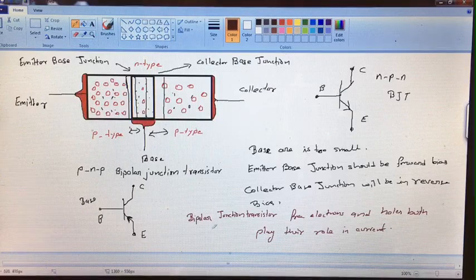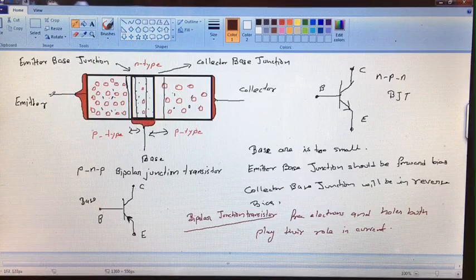So it is known as bipolar junction transistor. If only holes or only majority charge carriers are playing their role, in that case the device is known as unipolar. Here there are two types of charge carriers: from here holes and from here electrons. Both are participating in the flow of current. That's why it is known as bipolar junction transistor.